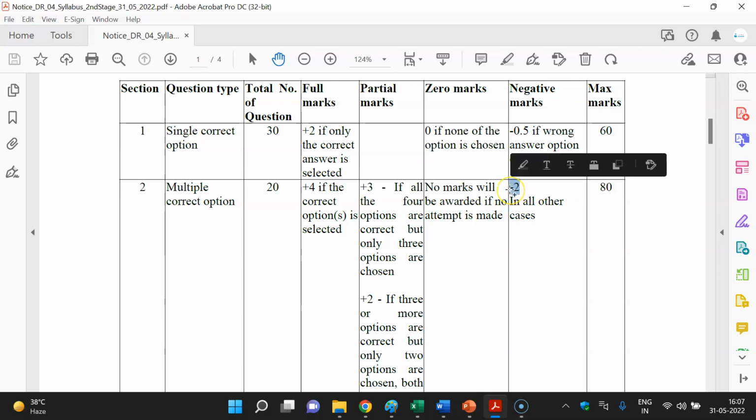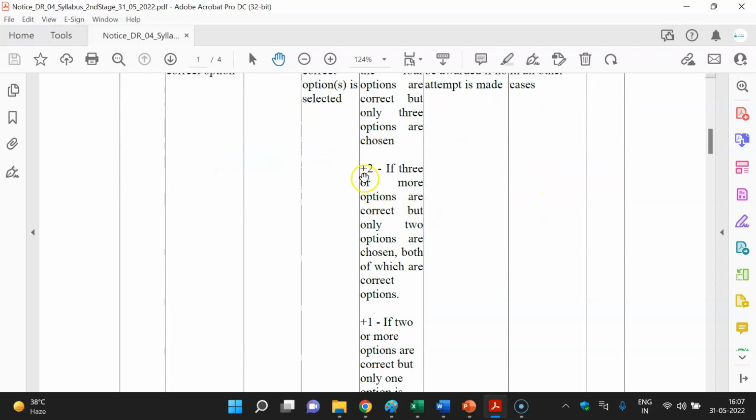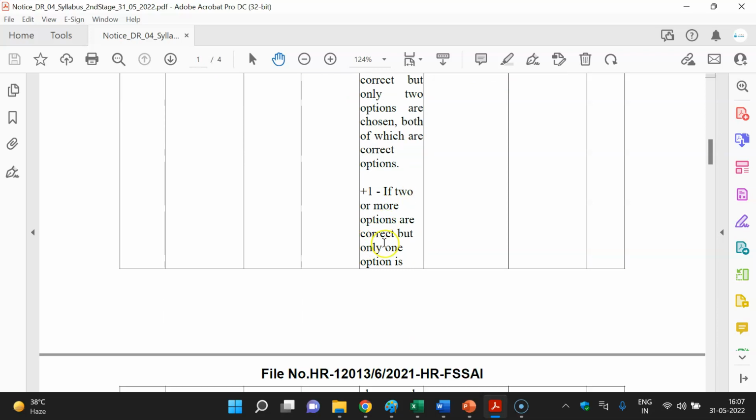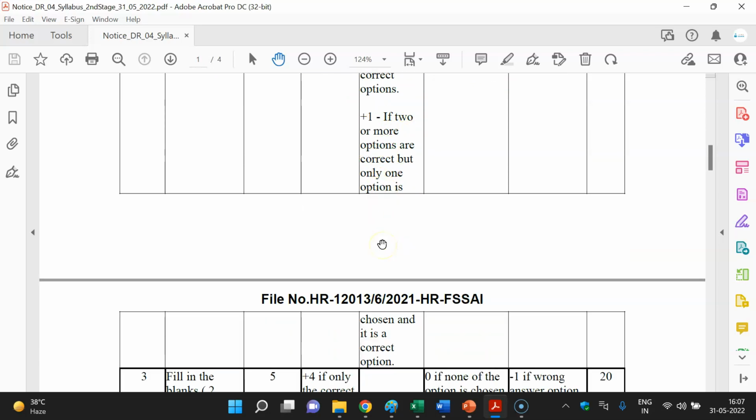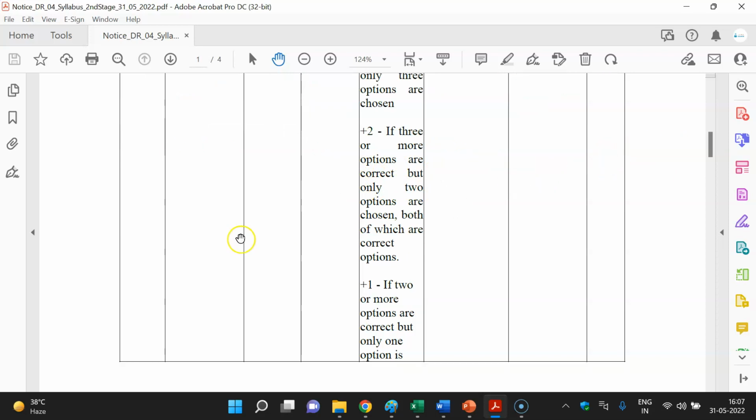So you have to attempt these questions carefully, because the negative marking is 1/2. Meaning 4 marks for a correct answer, negative marking will be 1/2, and plus 2 if 3 or more options are correct, but only 2 options you have chosen. Plus 1 if 2 or more options are correct, but you have only attempted 1 option and it is correct, then you will get 1 mark. So 20 questions, 4 marks for each. If you attempt all the options correctly, then you will get 80 marks.